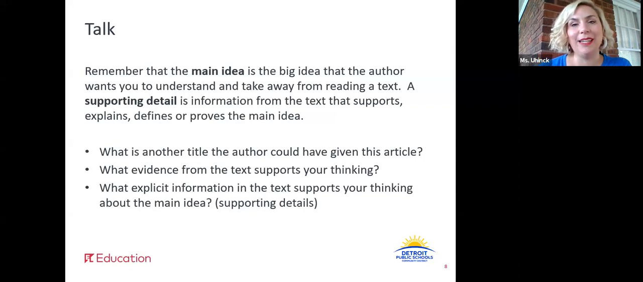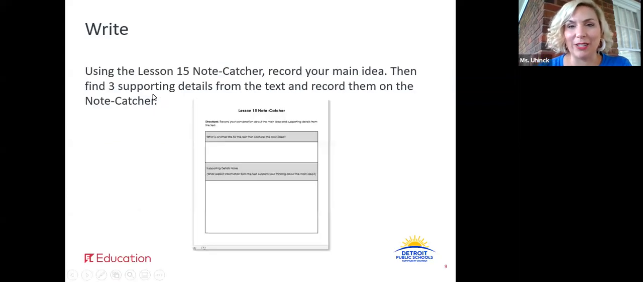All right, great. Now that we've discussed this, we're ready to write. So using that lesson 15 note catcher, record your main idea. Then find 3 supporting details from the text and record them on the note catcher. So in the top of the note catcher, this looks just like our other note catchers that are in the first lesson of the week, in which we capture the main idea and supporting details. However, it is asked a little bit differently in that first row. So it says, what is another title for the text that captures the main idea?